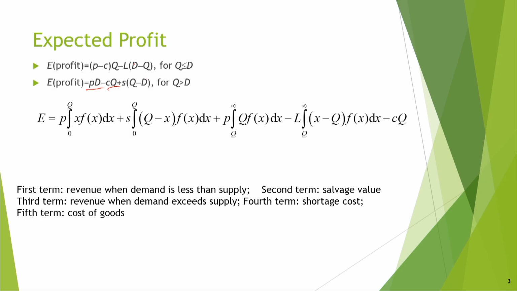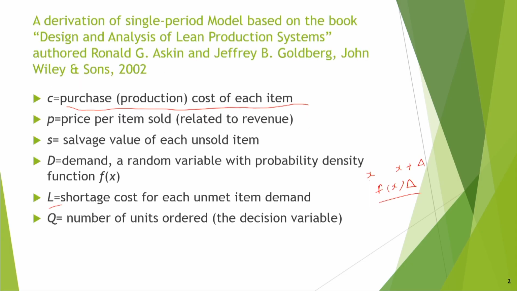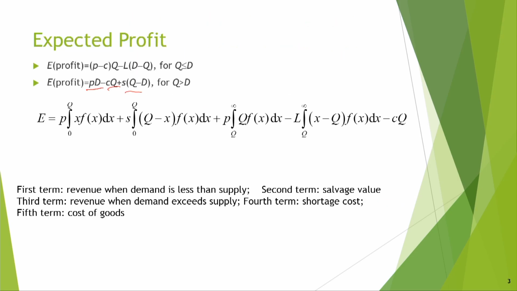It will not be simply (P minus C) into D, because you have spent on the whole Q, and plus S into (Q minus D). This is the excess. Because we use the salvage value, the excess Q minus D units will remain, since demand is only D. Those remaining units can be sold at a price of S rupees. So therefore S into (Q minus D). So how can we combine that, and what is Q?